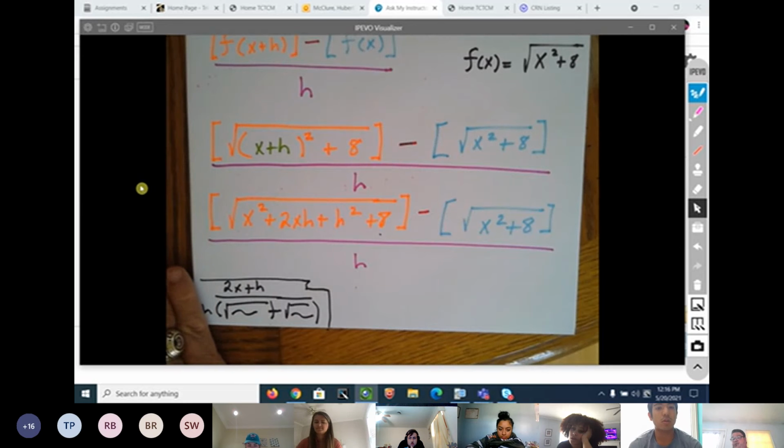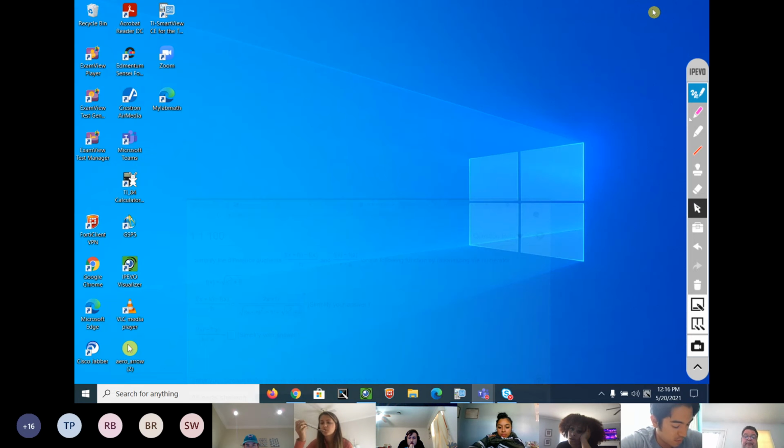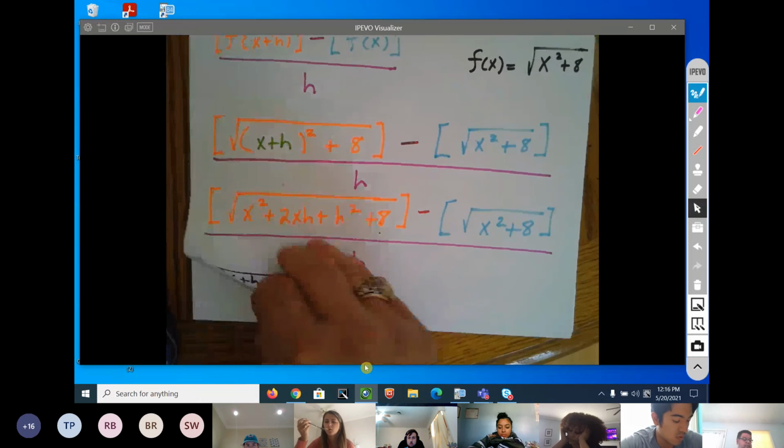So let me see, or rationalize, I'm sorry. Rationalize, let me see what they want. They conjugated. See the 2x plus h? Yeah, that's what they did. So let's go over rationalizing the denominator, because some of you probably have forgot about that. Rationalizing the denominator.